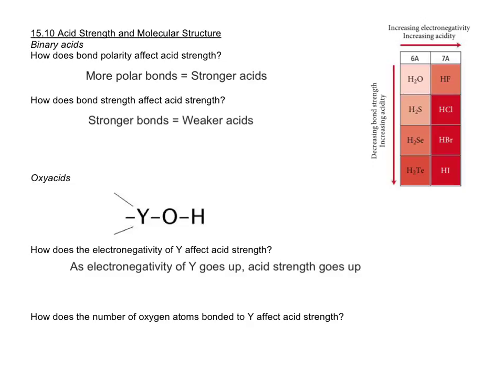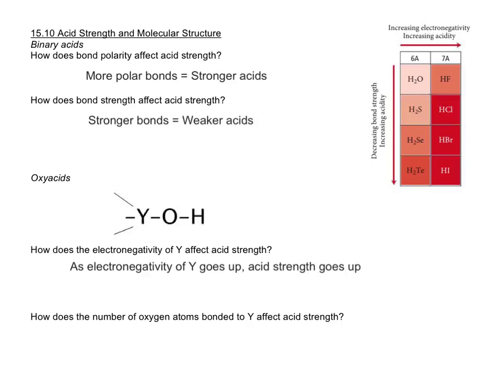it weakens the OH bond, and the acid becomes more acidic. So as Y is pulling electrons toward it, it is pulling them away from the O, and that H is allowed to be donated more easily. So as the electronegativity of Y increases, the acidity of the oxy acid also increases.